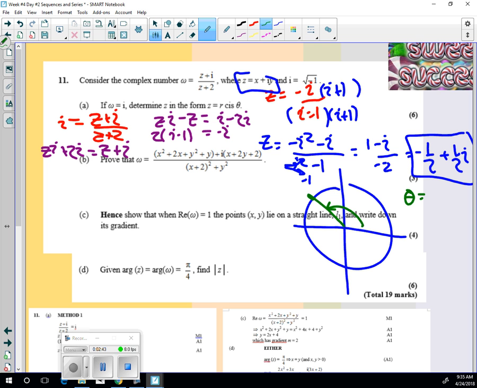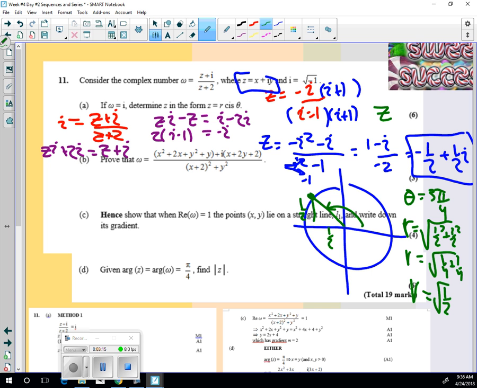That theta is 3 pi over 4, and then r is going to be the square root of 1/2 squared plus 1/2 squared. What's 1/2 squared? 1/4. So it's 1/4 plus 1/4, which is 1/2. So the answer is going to be 1 over the square root of 2 cis 3 pi over 4.